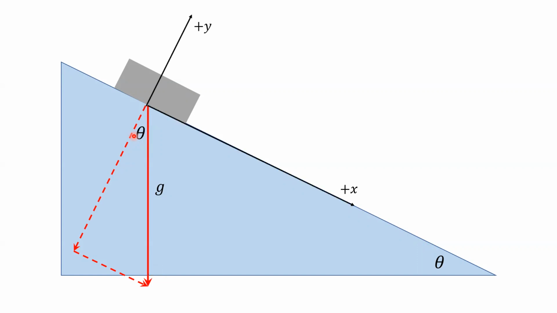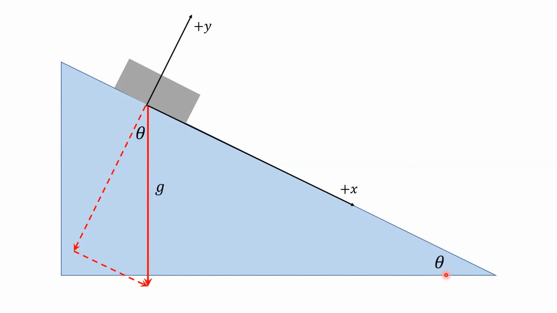And there are probably other ways you could also establish the fact that these two angles are the same, but you need to memorize this picture because it's going to come up very often this semester. Block on a ramp, draw G, break it into components. That angle's got to be the same as the angle of the ramp. Okay, so now I've set up my coordinate system.